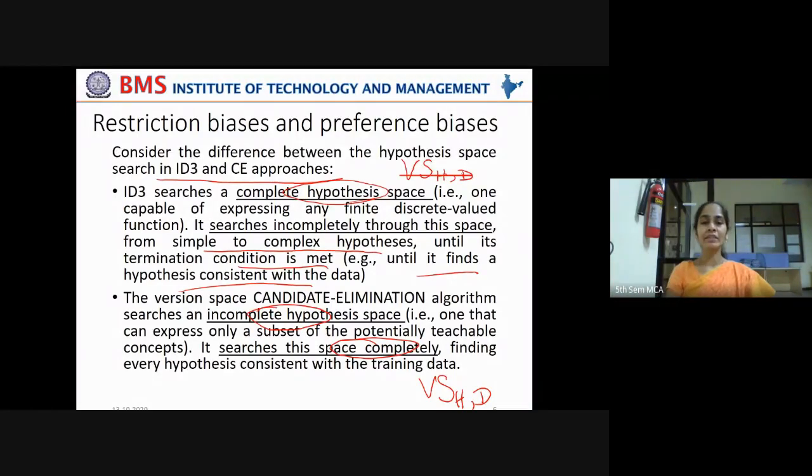Now come to the other part. The version space of candidate elimination algorithm searches an incomplete hypothesis space. It may not contain the target function, but it searches through the hypothesis space completely, so that it will eliminate any hypothesis that is found to be inconsistent with the training examples, right? That is what is called restriction and preference bias. We are entering into that area now, okay? Let me make it more clear to you.